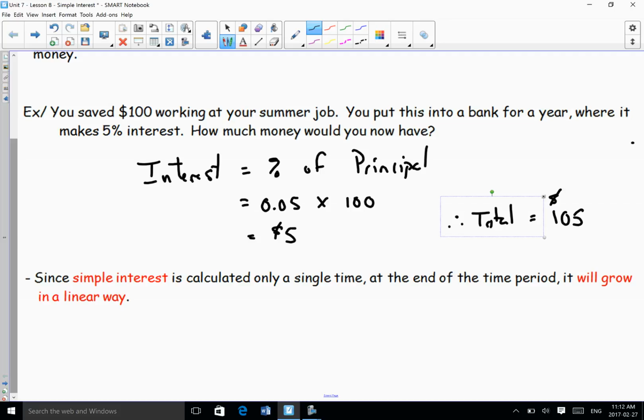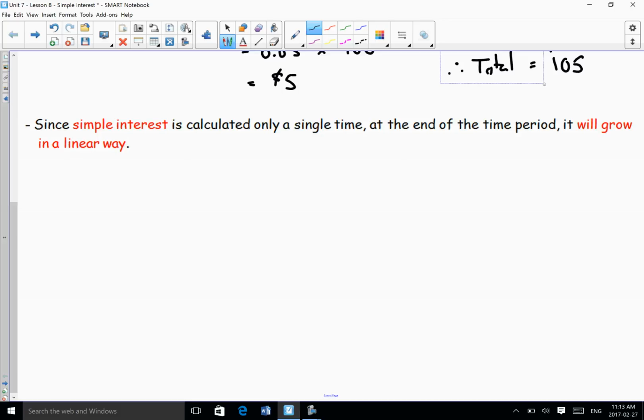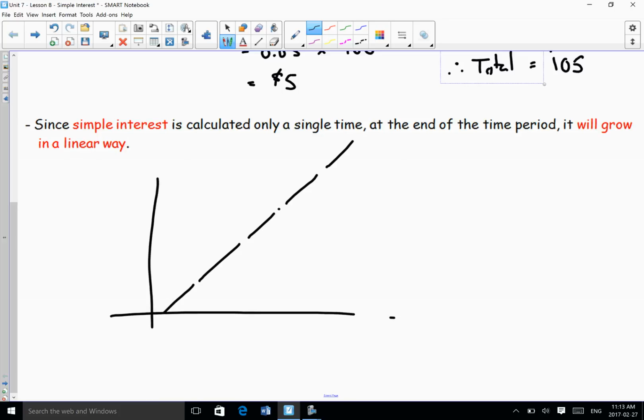Because our interest is only calculated a single time at the end of it, our growth is going to be a linear growth. So we start off at 5% this year, and then 5 more percent the next year, and 5 more percent, and 5 more percent, and so on. And we can figure out any time how much money we have. This is time. This would be money. We could say, we have this amount, and then we have this amount, and then we have this amount, and so on and so on.